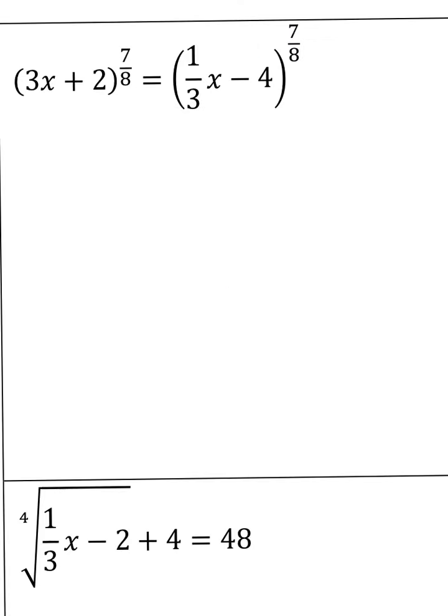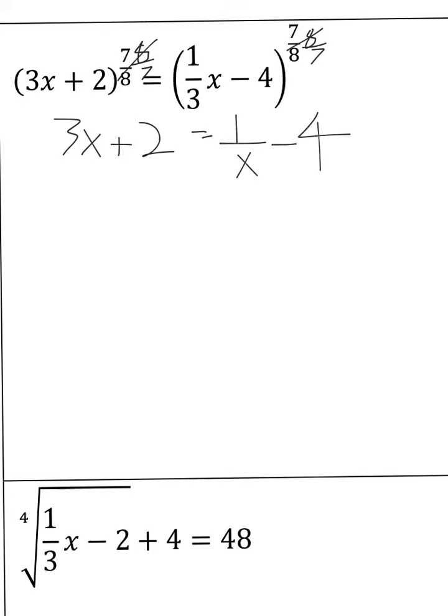Okay, so if you have 2 sets of like statements, binomials, whatever you want to call it, and they're raised to the same power, it's as if the powers don't matter. But officially, if you want to get rid of the power, you just raise each side by the reciprocal of it, and that would cancel out the powers. But you don't even have to really show that work, because if 3x plus 2 is raised to 7/8 and 1/3 x minus 4 is raised to 7/8, you can just skip ahead to setting them equal to each other, okay?